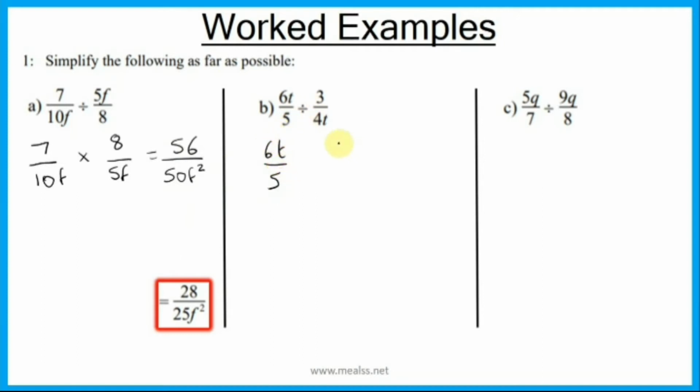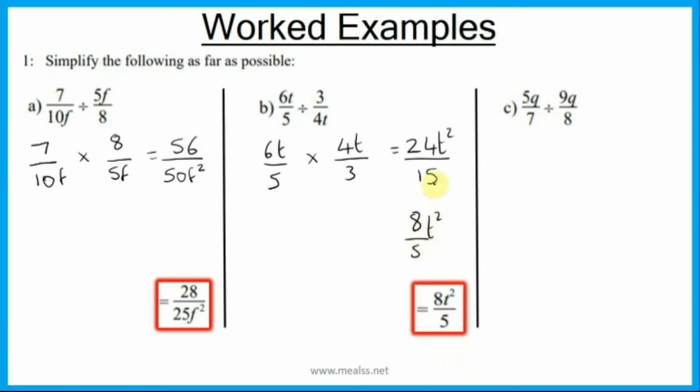So again, with the second example, 6t/5, the second one flips, so that's 4t/3. Change the sign, multiply straight across. 6 times 4 is 24t squared, and 5 times 3 is 15. Now if I find a common factor between 24 and 15, it's going to be 3. So if I divide both by 3, I should get 8/5, and that should be t squared. So 8t squared over 5. Yes, that's correct.